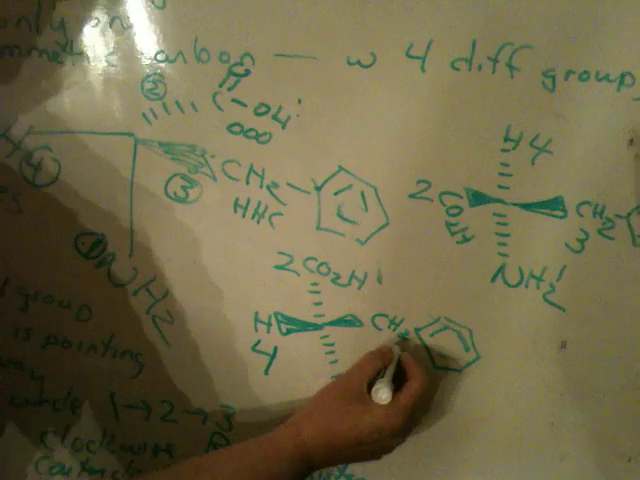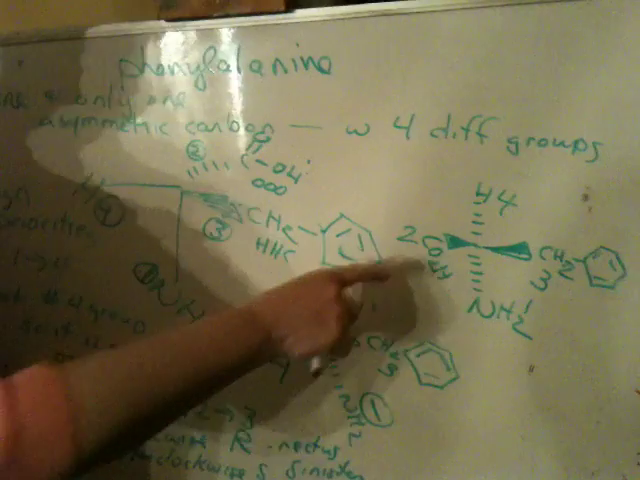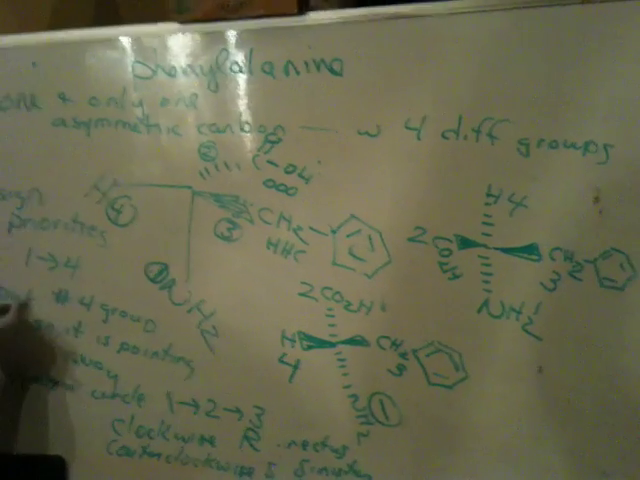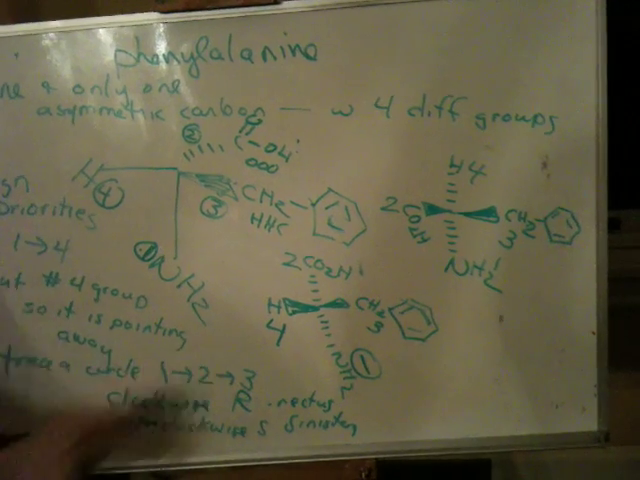This is the same way we did priorities for double bonds. 1, 2, 3, 4. Okay? So, I will tell you right now, this one's the easiest to do. The reason this one's the easiest to do is it follows those rules beautifully. It says, put number 4 group so it is pointing away. Trace a circle from 1 to 2 to 3.